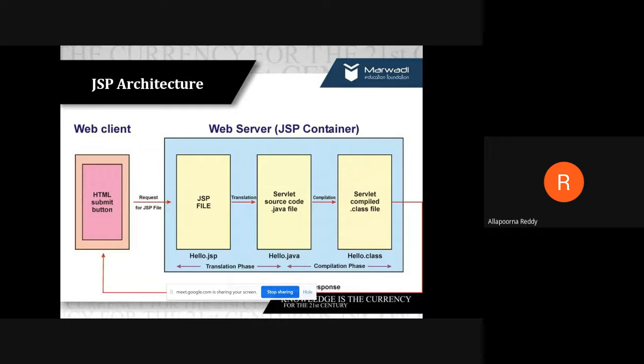As usual, the web client is making a request, right? Request for what file? Not a .java servlet. Request for a JSP file. So it's a request for a JSP file using any method like get or post. As I told already, it's a scripting language which we execute at the server side over the web server. Your JSP file will be there, and the JSP file name is hello.jsp.